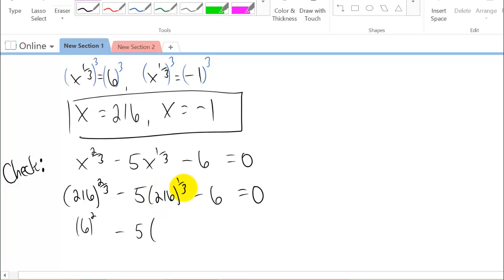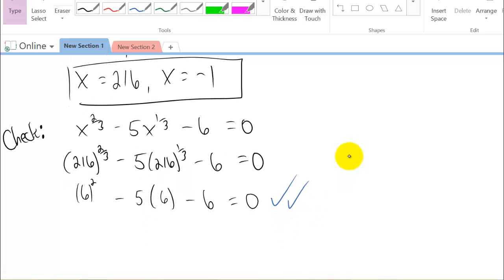Now this fractional exponent here says we just need to take the cube root of 216. We would then raise it to the power of 1, which doesn't do anything. But 216, the cube root of that is just 6. Now the question is, is this a true statement right here? We have 36 minus 30 minus 6 equals 0. It is a true statement. So we've double checked that answer right there.